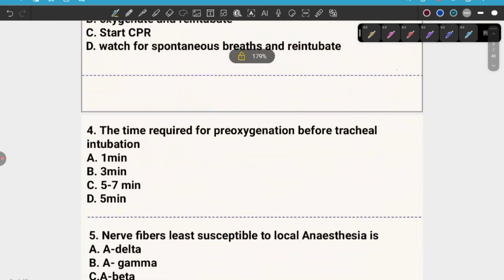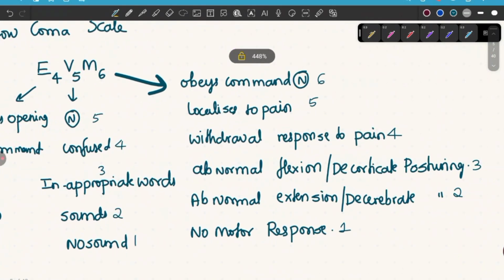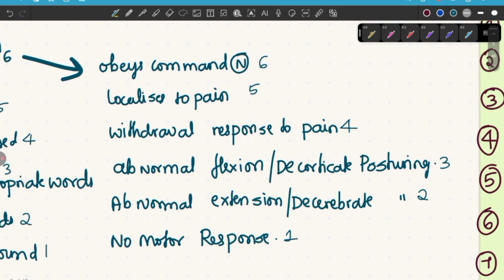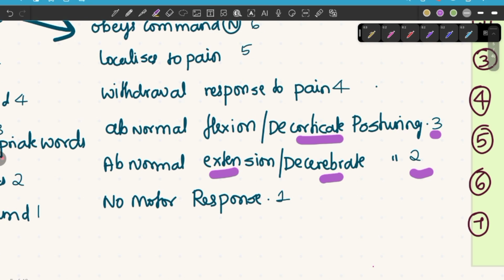What is M4? Let's see. M4 is when she withdraws to the pain. She is not localizing the pain, but she is withdrawing her hand when you give a painful stimulus, that means 4. If she is doing abnormal flexion, that is flexion, decorticate posture, then you give 3. Abnormal extension, if she is doing, that is decerebrate, then you give 2. See, sometimes we get confused. Is flexion 3 or extension 3? Flexion is 3. You have to remember.